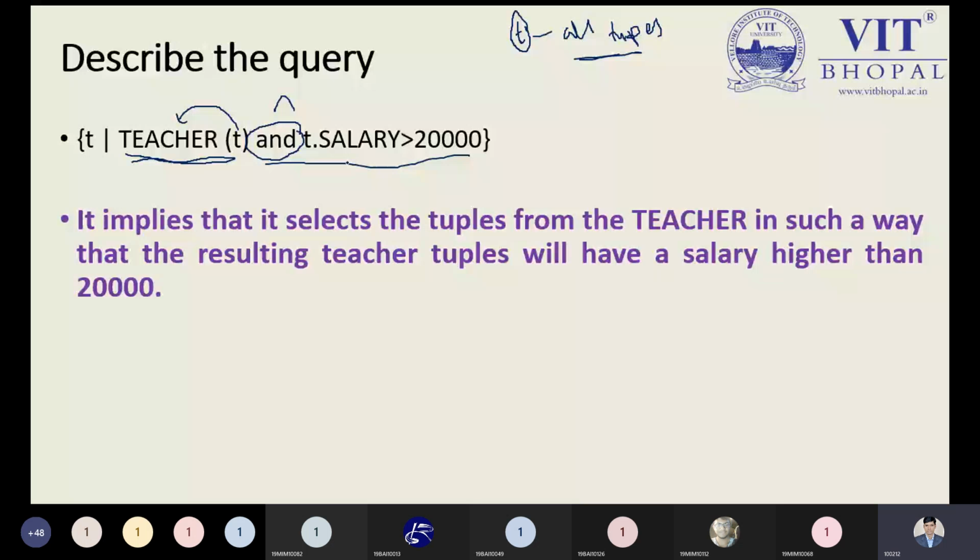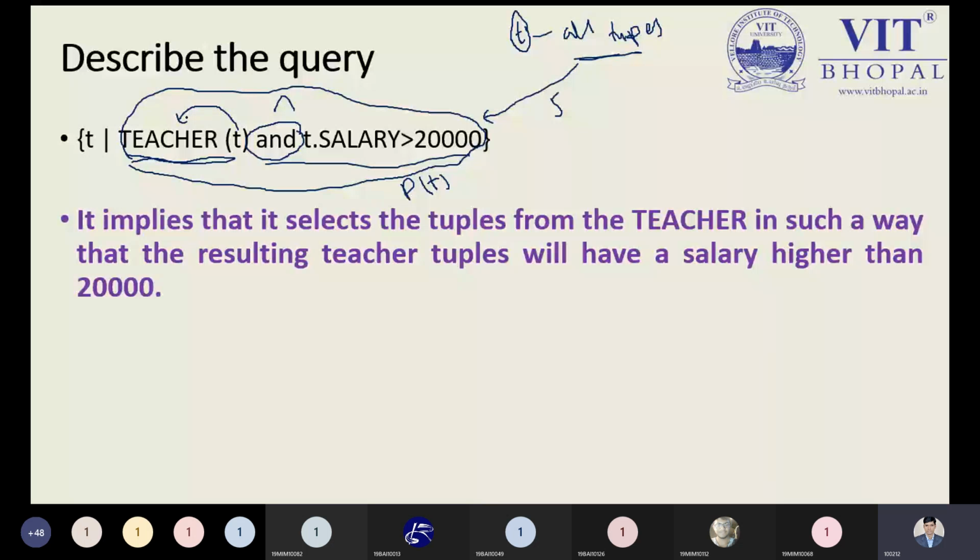This teacher T and T dot salary, this entire part becomes my predicate, the P of T. So I'm predicting the information on the entire teachers record, and among this entire teacher relation I need to select a limited part. How can I identify the limited part? T dot salary should be greater than 20,000. So from all the tuples, it will match the condition. Suppose I'm getting only 5 teachers who have more than 20k salary.